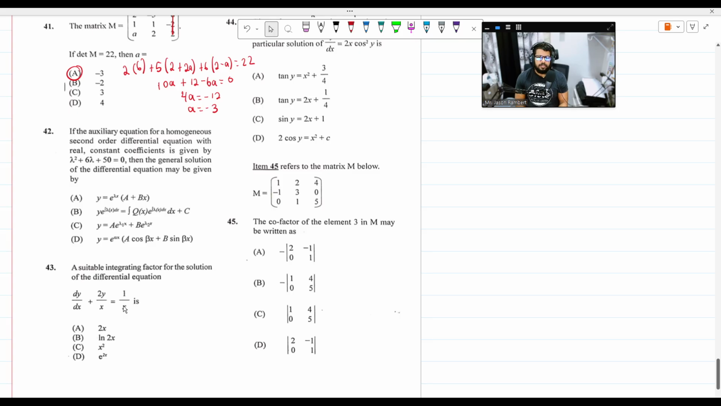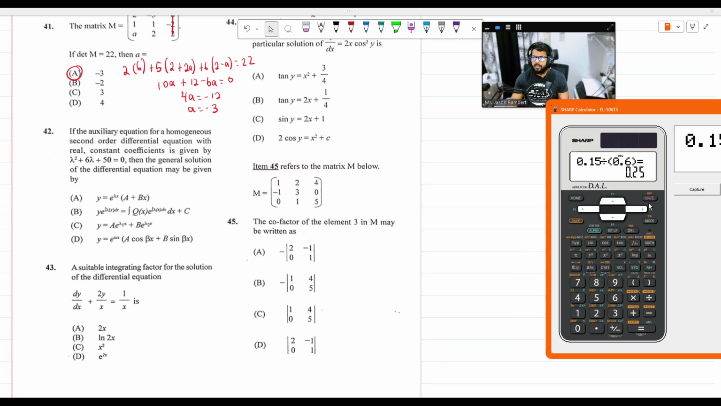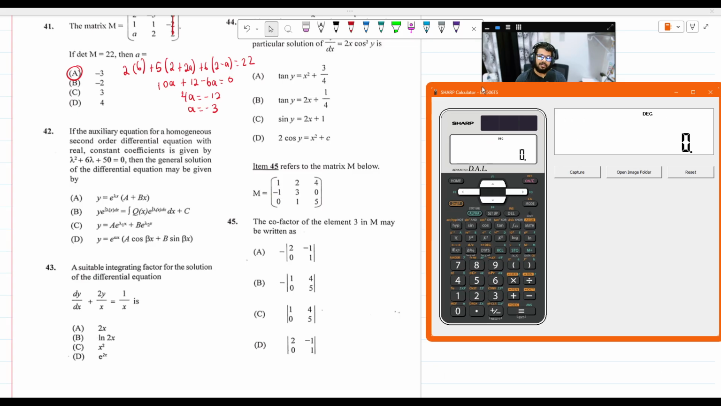If the auxiliary equation for a homogeneous second order differential equation with real constant coefficients is given by that, then the general solution of the differential equation may be given by. All right, let me solve this equation and see what we get. More than likely this is going to be complex roots, right? We don't have to get what the complex roots are, but let me just verify it is complex. So solving the auxiliary equation.